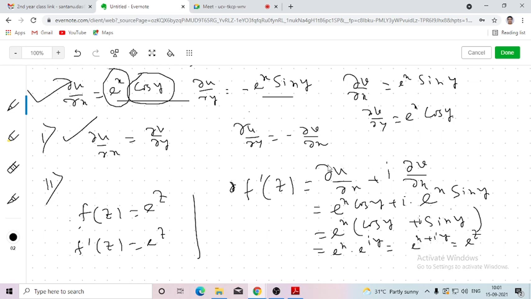In that way, by virtue of the partial derivatives, we can find the derivative of a given complex valued function if it is differentiable. Now if I want to identify this derivative in terms of the partial derivatives in y, then del u del x is del v del y, and del v del x is minus i del u del y. If you put these values also, you will get the same thing. In that way, by virtue of the partial derivatives, we can identify the derivative of a complex valued function.